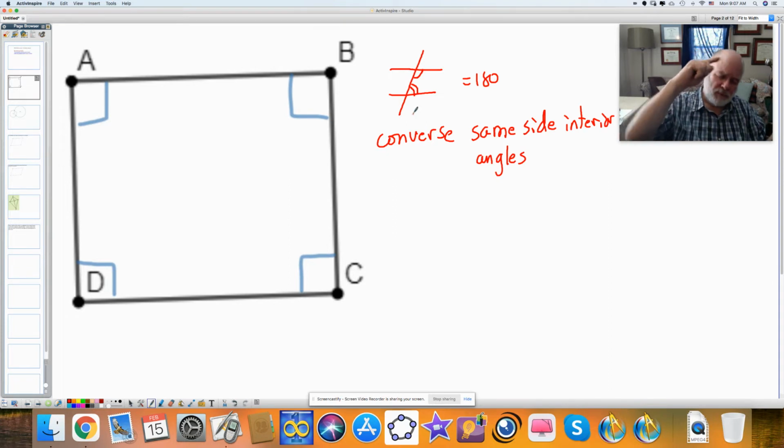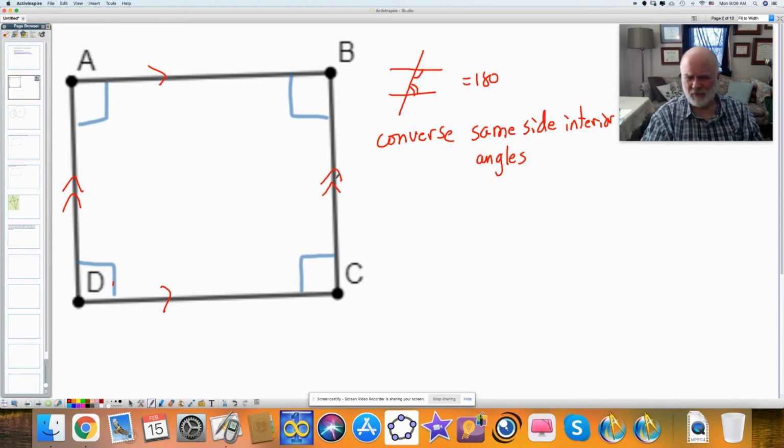So the same side interior angle theorem says a transversal crosses parallel lines to form same side interior angles that are supplementary. Converse says if the same side interior angles formed by a transversal crossing lines are supplementary, then the lines are parallel. So I'm going to say that since angle A and angle D are supplementary, this transversal is crossing these lines, so they must be parallel. Since A and B are supplementary, since they add to 180, 90 plus 90, that means that this is a transversal crossing these two lines. These lines must be parallel.